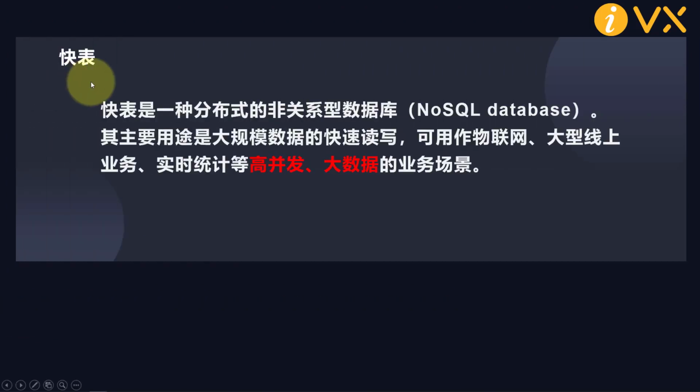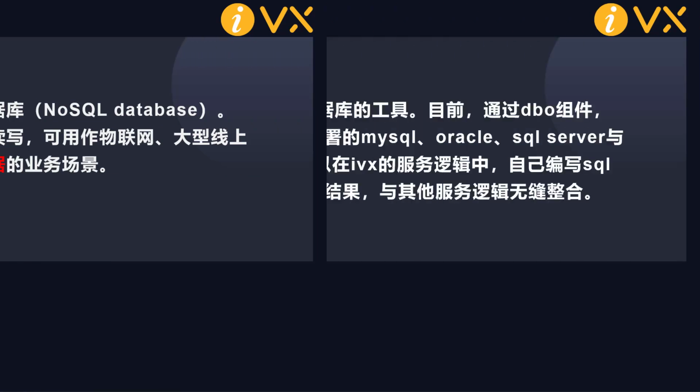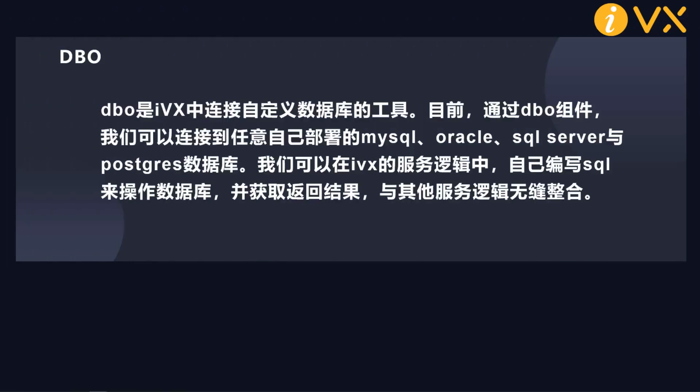Further down is our DBO. DBO is a tool for connecting custom databases in HiCode. Through our DBO widget, we can connect to any MySQL, Oracle, SQL Server, and PostgreSQL databases that we have deployed. We can directly write our own SQL in the service logic to operate our database, obtain the returned results, and connect seamlessly with other service logic. In other words, through the DBO widget, we can directly connect to the database in use. Then we will introduce a series of feature points for you.